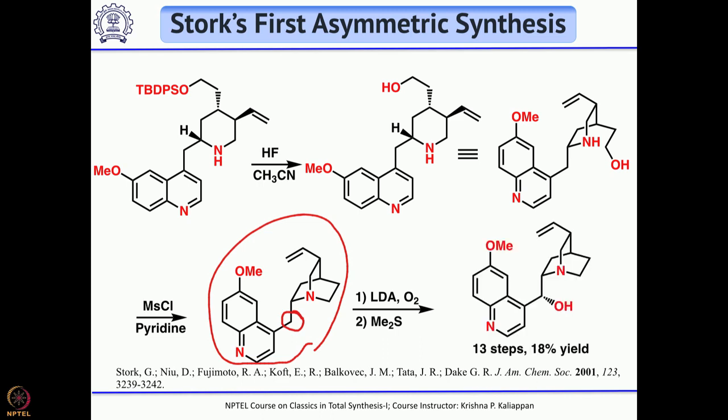quinine. Okay. Overall, if you look at this whole synthesis reported by Stork, it involved a 13-step longest linear sequence with an overall yield of 18%. 18% overall yield for 13 steps is really a very good synthesis, and also this is the first asymmetric synthesis of such a complex natural product known in the literature. Thank you.